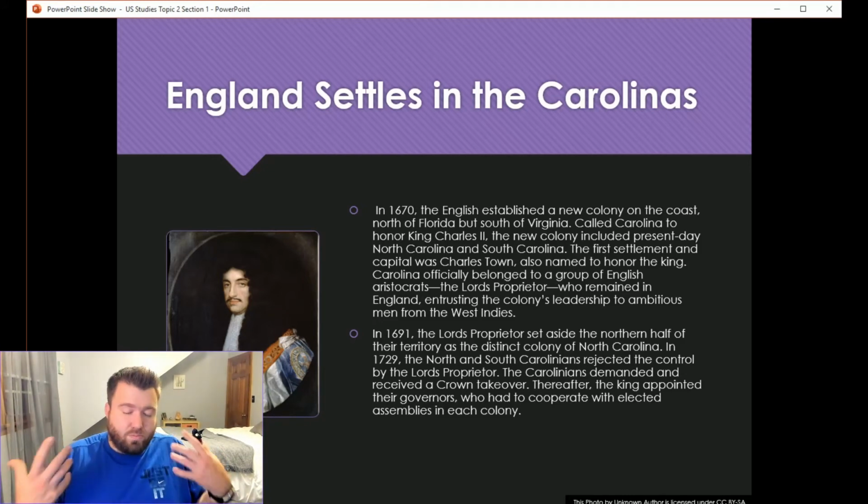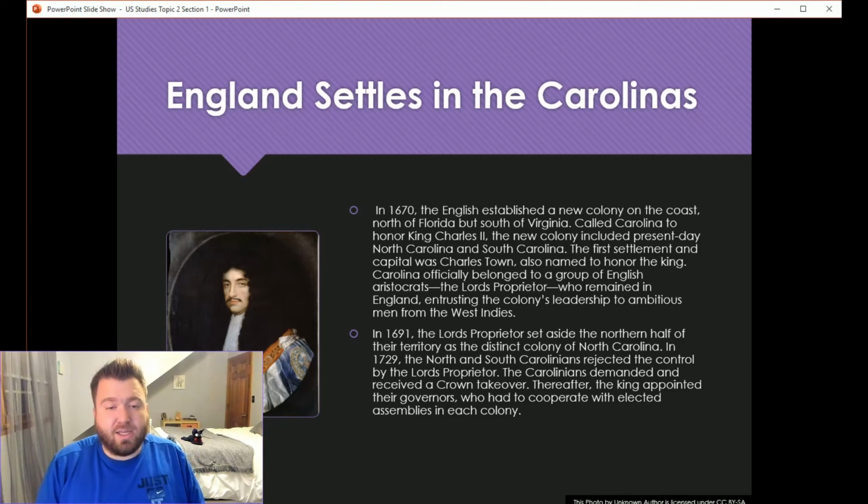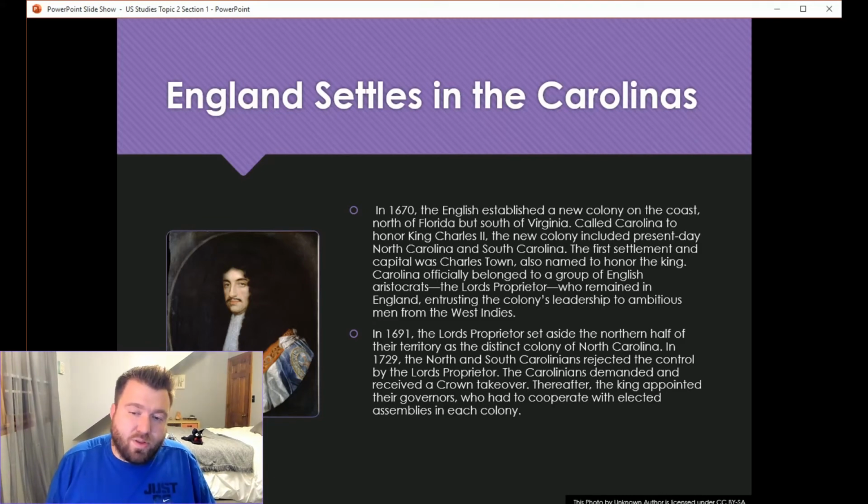So the people of North and South Carolina get tired of these lords ruling over them, so they appeal to be made a colony just like all of the other ones by the crown, and they get it. The king decides that the Carolinas should be a colony just like all the rest. So he intercedes, he takes over for these Lords Proprietary who were essentially treating them like they were all renting from them, and instead of running it like that, they decide to run it like a colony just like all the others.